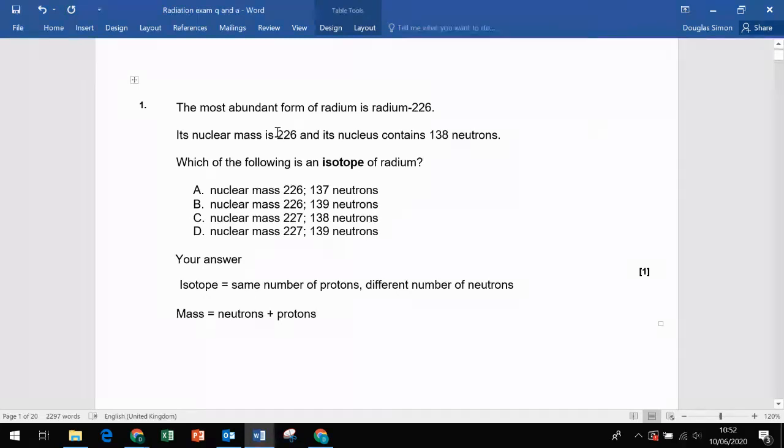So this one here, how many protons does it have? Well, it has 226 minus 138, which is 88 protons. So which one of these has 88 protons? If we do 226 minus 137, then obviously that is not going to have the same number of protons. If we do 226 minus 139, obviously it won't. If we do 227 minus 138, it won't. 227 minus 139 will also have 88 protons. So therefore, the answer is D.